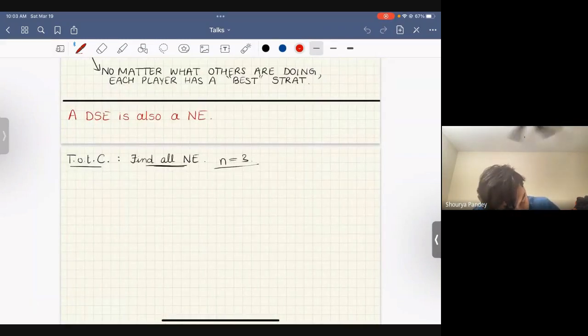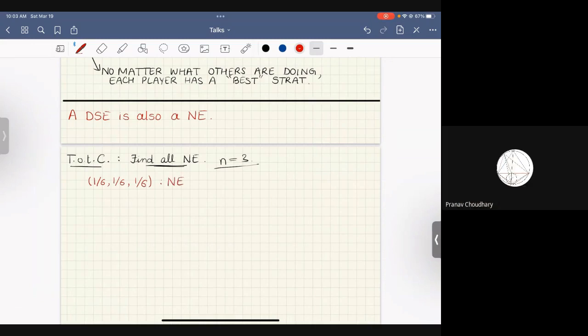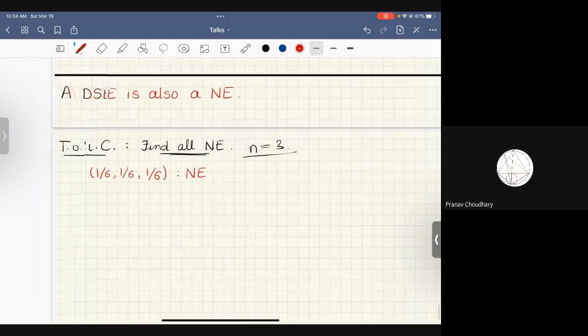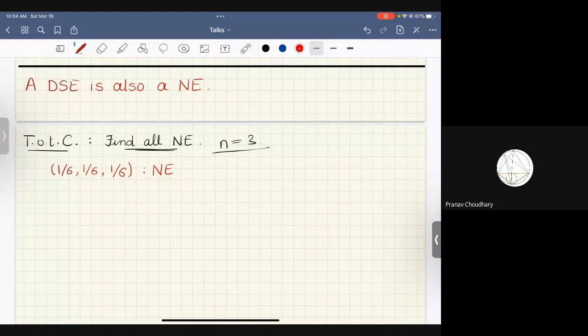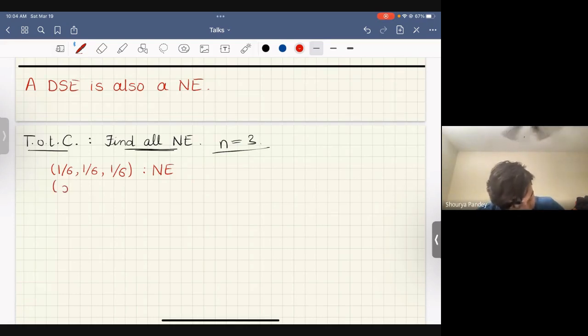Okay, so we said that 1 by 6, 1 by 6, 1 by 6. We already proved that this is a Nash equilibrium. X comma y comma z is a Nash equilibrium if x plus y, y plus z, z plus x is at least 1. Good. Yes, that is right.